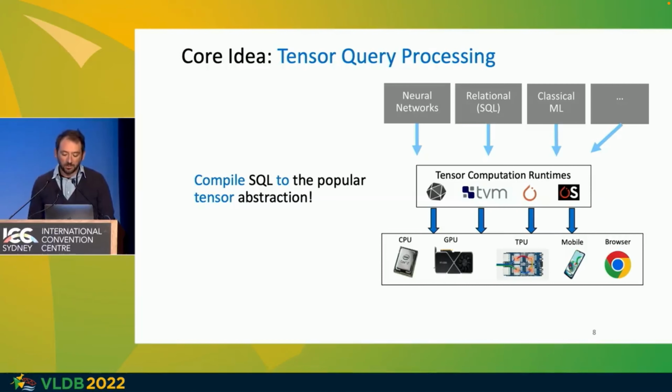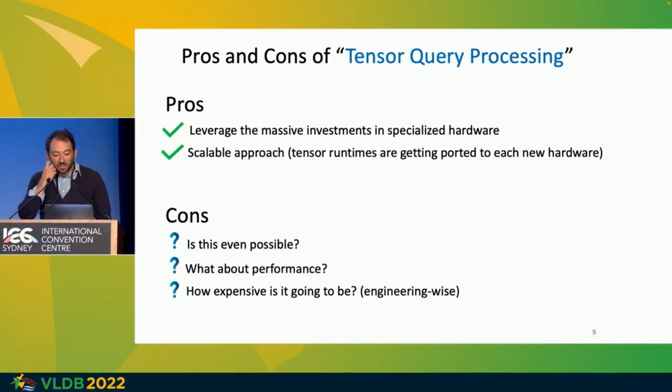And last year at VLDB, we presented a work where we showed that we can do the same also with graph algorithms such as PageRank. So basically, the pros and the cons of this tensor query processing is that we can leverage the massive investment that is happening in the specialized hardware for machine learning, also for databases. And our approach, we claim, is scalable in the sense that as long as you can crack the problem of implementing relational operators using the Tensor API, you pretty much can leverage this open source system to run your query over the different hardware that they support.